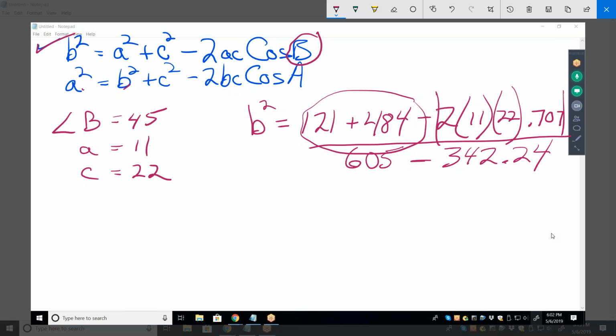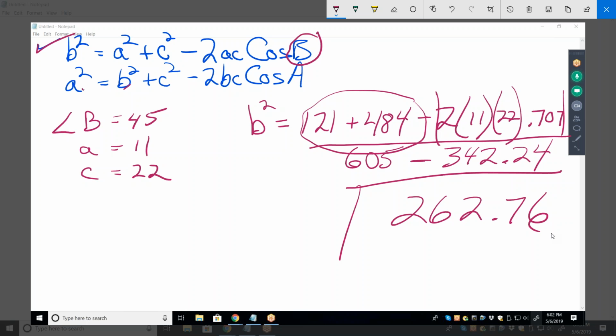Okay, so now that becomes what? 262.76. Now take the square root of that. Square root of 262.76. Okay.